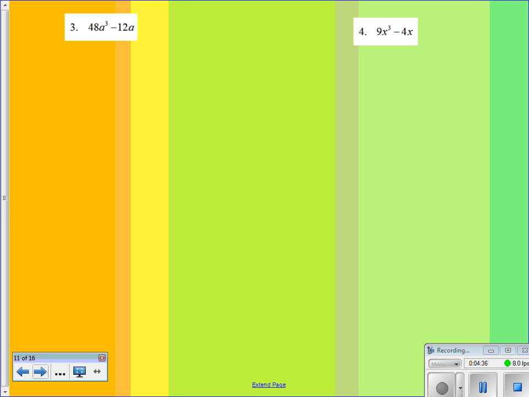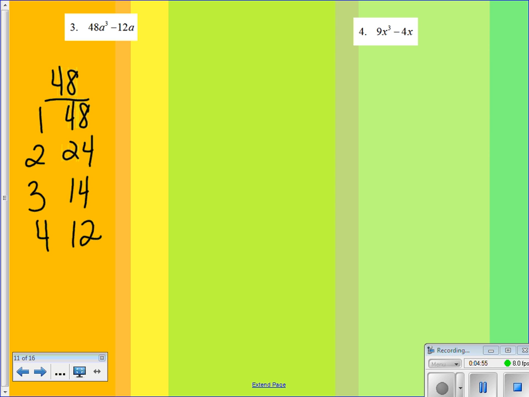So I have 48a cubed minus 12a. Well, what GCF can I take out? Let's take a look at factors of 48. I have 1 and 48, 2 and 24, 3 and 16, and 4 and 12. Okay, so I see that I have a 12 here. And I know that factors of 12 are 1 and 12. So I immediately know right now that I can pull out a greatest common factor of 12.